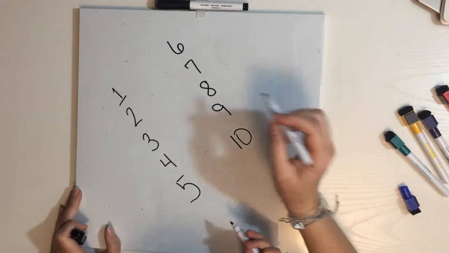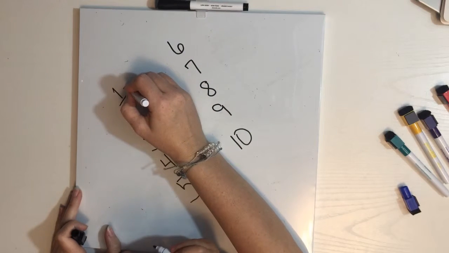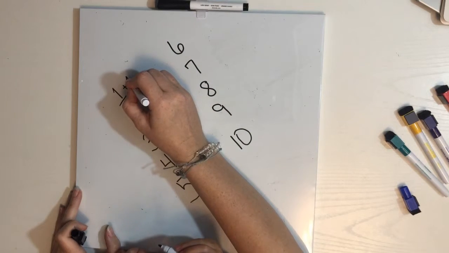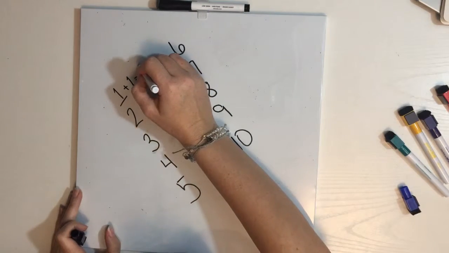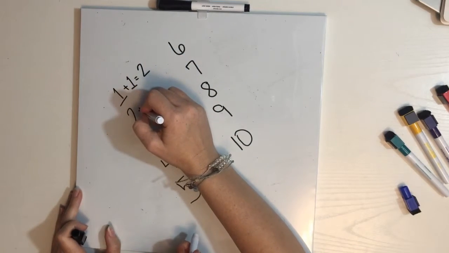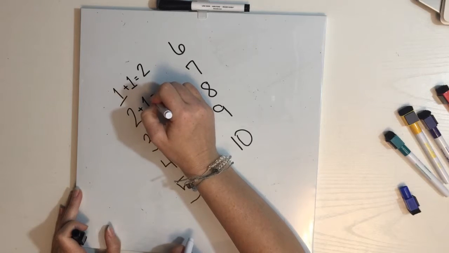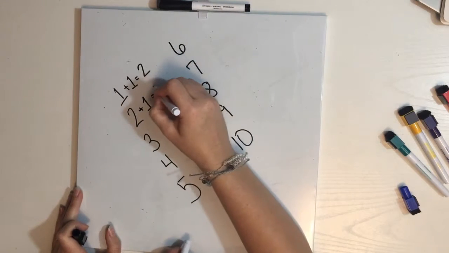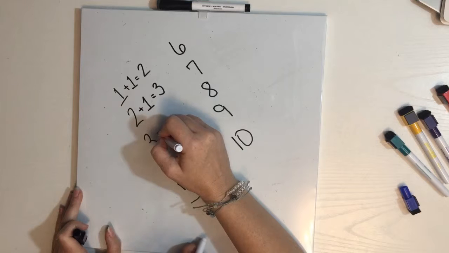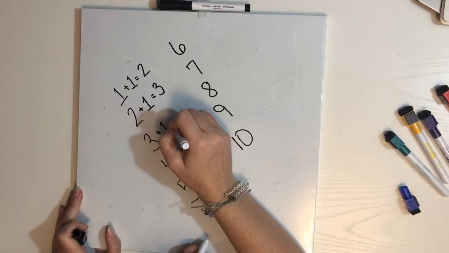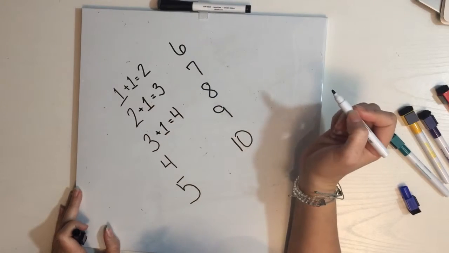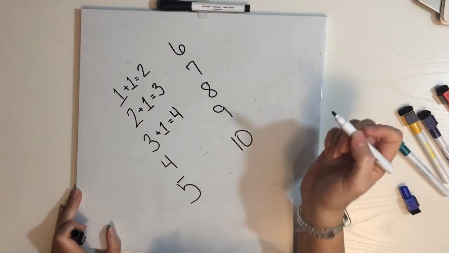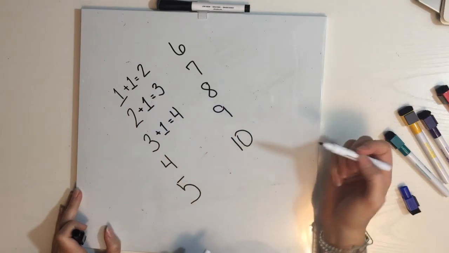Yep. So what is 1 plus 1 equal? 2. What is 2 plus 1 equal? 3. What is 3 plus 1 equal? 4. Do you see a theme? A pattern? It's the next number because we're just counting.